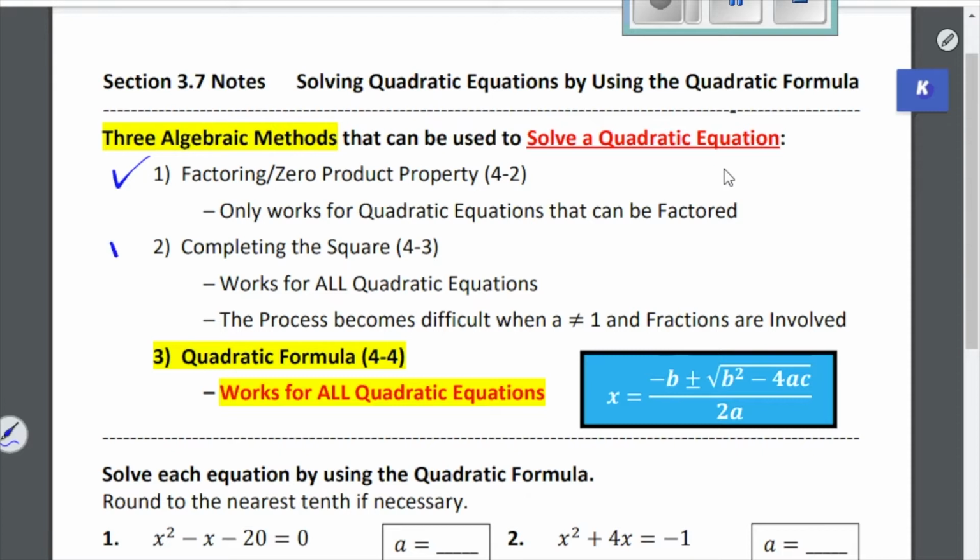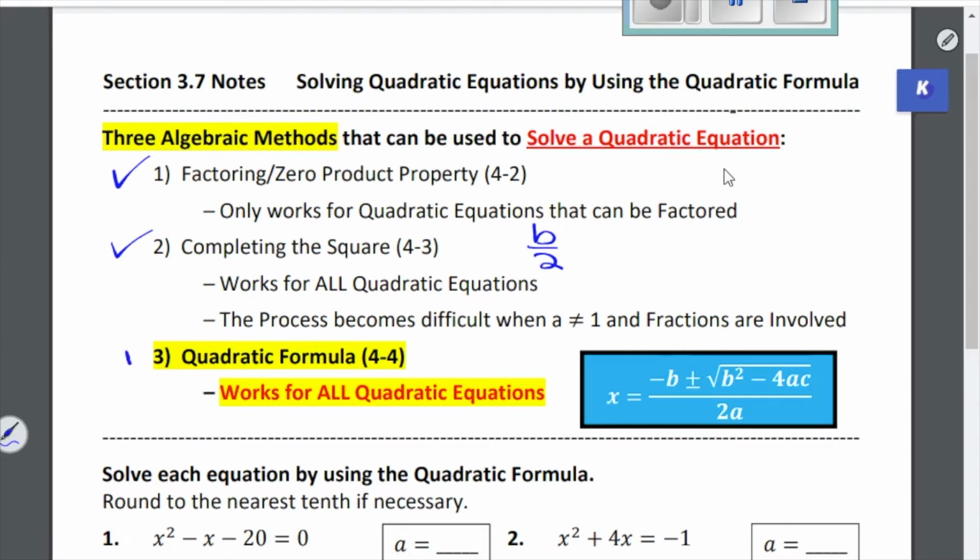Well, completing the square also works very, very well for all quadratic equations if your a equals 1 and maybe that your b is even, because that really helps. When you have to do that b divided by 2, it helps that the b is even, so we come out with a nice number. Okay? The process becomes very difficult when a is greater than 1 and lots of fractions are involved. So while completing the square works for every single quadratic function, it's not always easy for every single quadratic function.